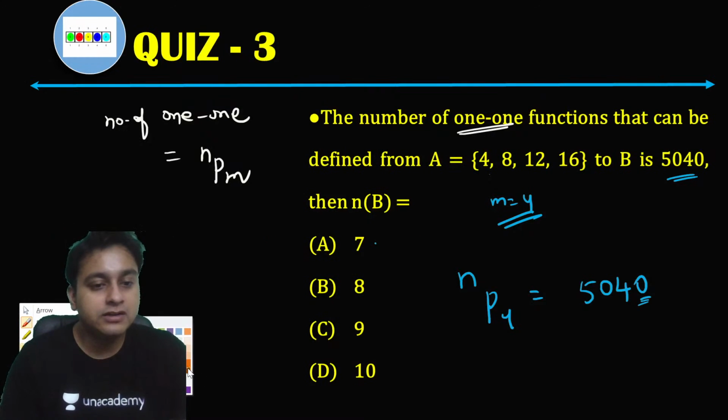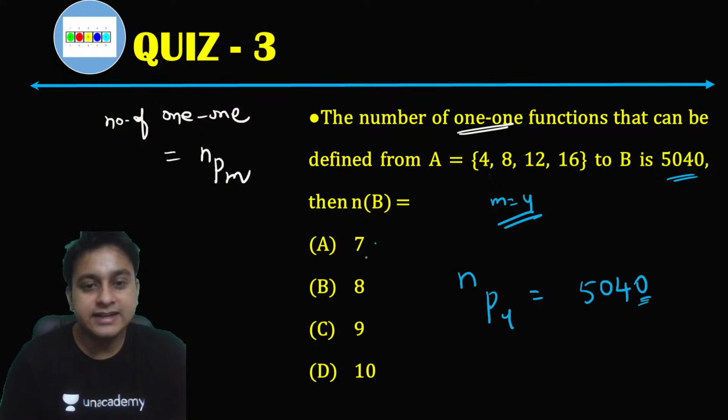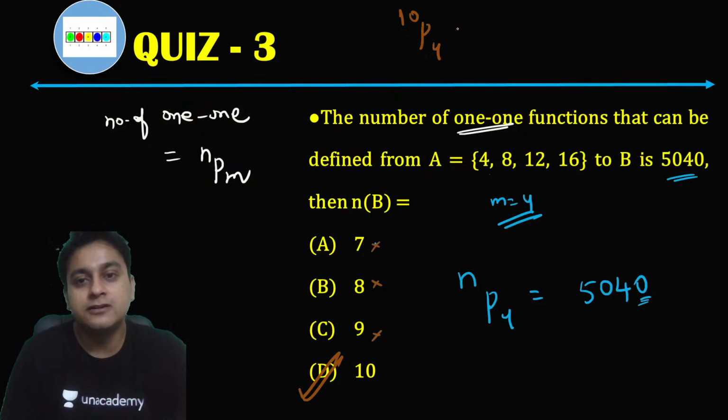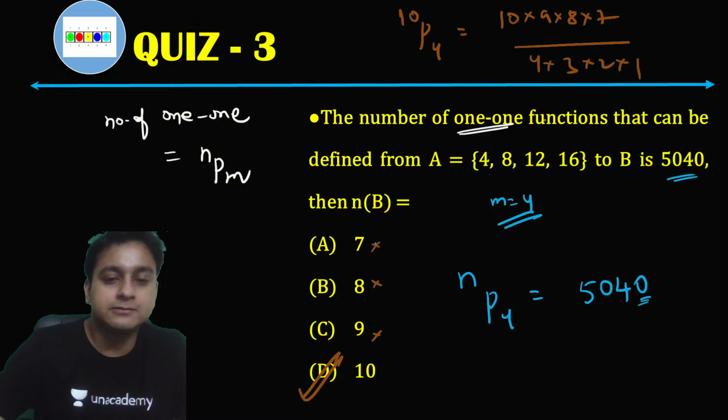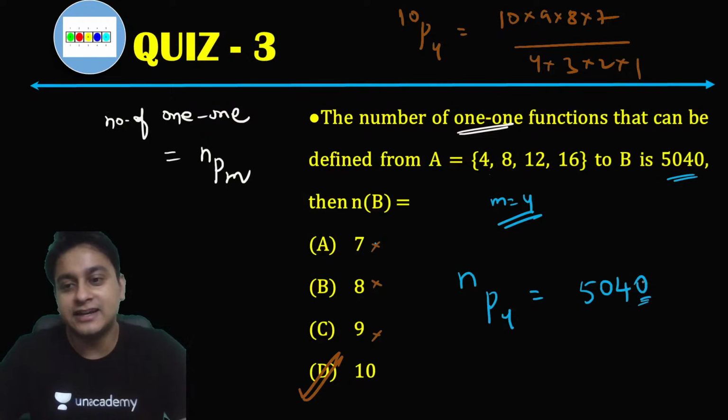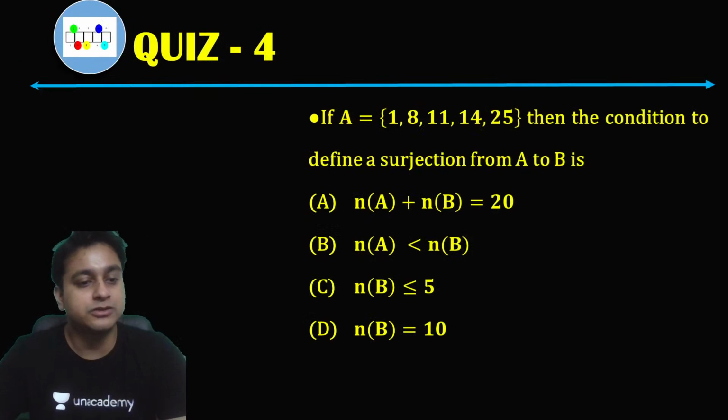So can it be 7, 8, 9? Not at all. It should be 10 only, right? Easy. 10P4 if you solve, you will get what? I think so 5040 only, na? 10 into 9 into 8 into 7, divided by 4 into 3 into 2 into 1. Solve, I think so you'll get 5040. Okay, clear. Understood? Easy. And you can easily see that last digit is 0. It can never be possible for these cases, but it will be only possible when it is 10. Next question.